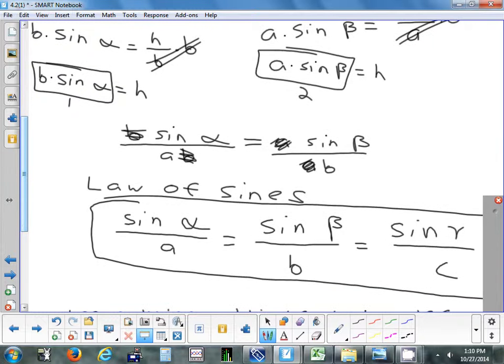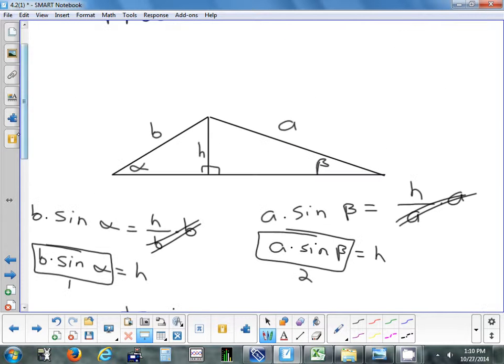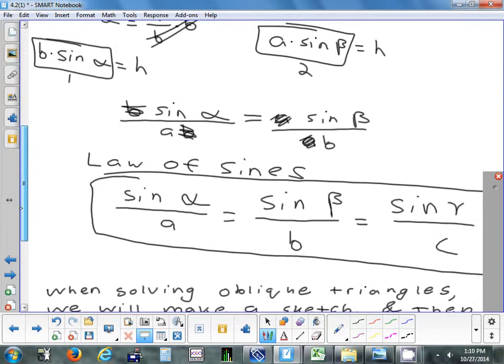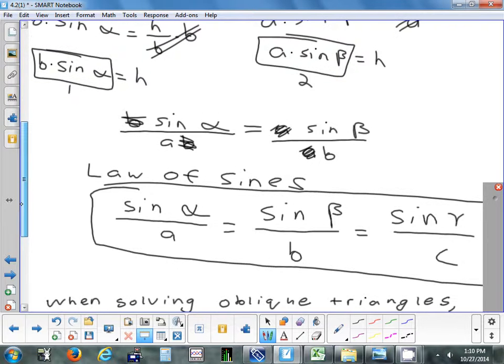Now we didn't prove this last part. We only proved the first two. But you could do the exact same proof we just did again. We're not going to go through it, but instead of drawing the height from the top, draw the height from some other vertex. And that's how you do it again. So that's your law of sines.